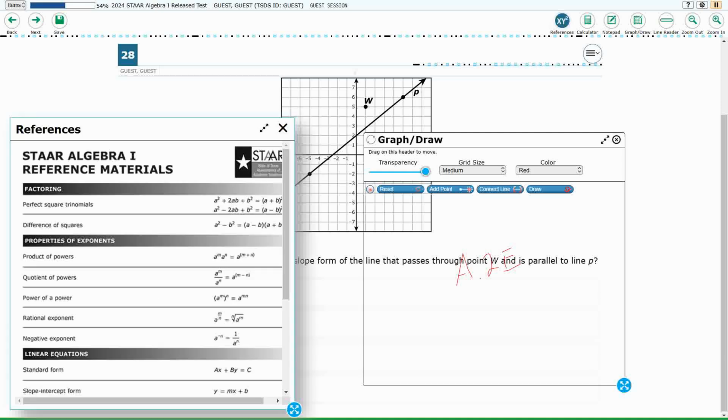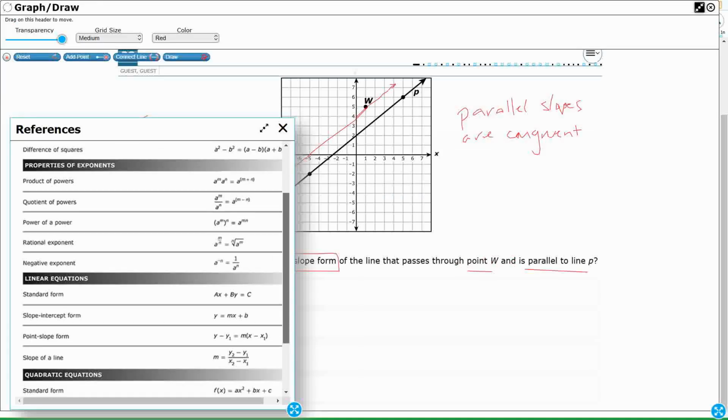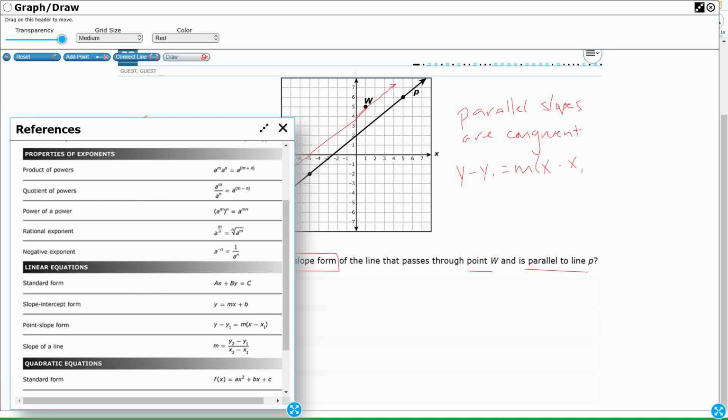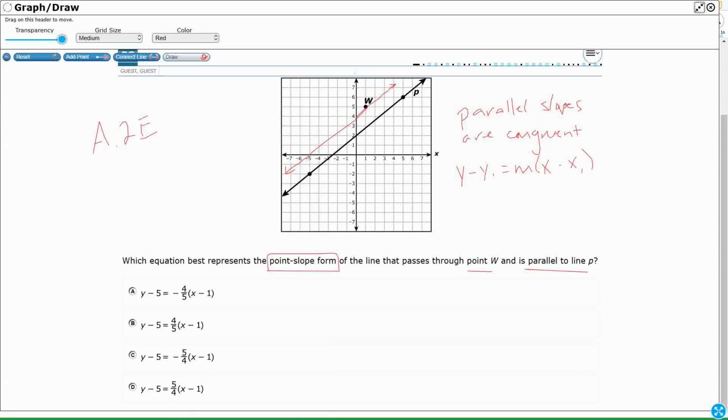So let's go ahead and bring that point slope form into our problem here. Point slope form is going to be y minus y1 equals m times x minus x1. And the y1 and the x1 are 2 coordinates that are from a single point on the line. And they already tell us they want it to go through point W. So I'm going to replace the y1 and the x1 with this right here. So this has an x value of 1, and y value of 5.